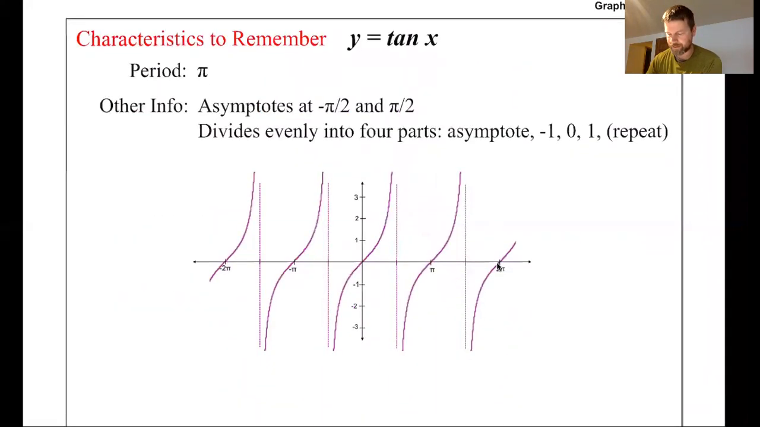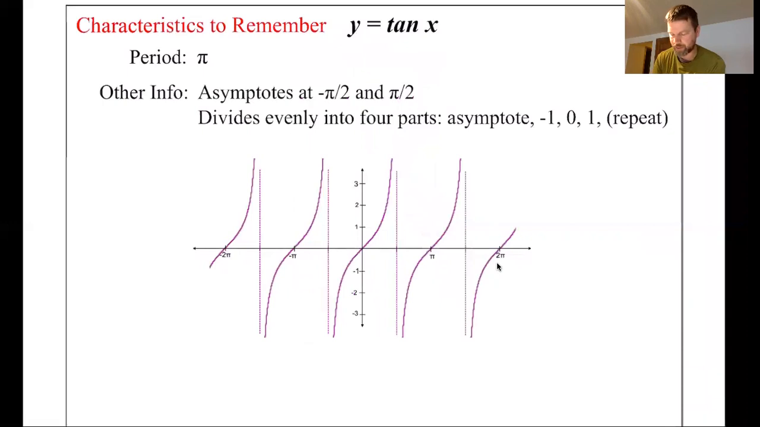All right, some important characteristics to remember about tangent. First of all, it has a period of pi, not 2 pi, so watch out for that. Second, remember that the asymptotes are at negative pi over 2 and pi over 2. So right here and right here, you've got vertical asymptotes. And then other than that, just remember that it divides evenly into 4 parts.